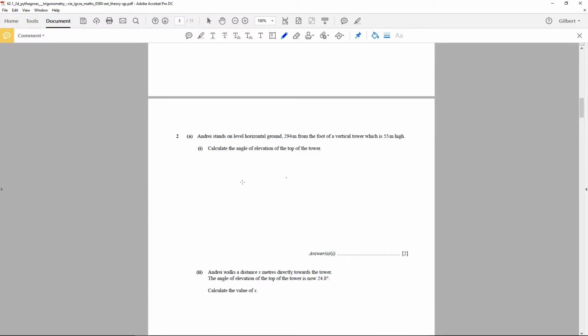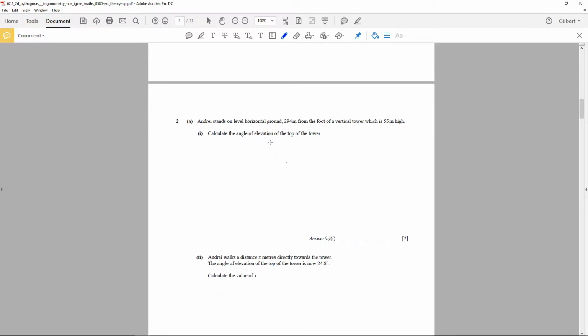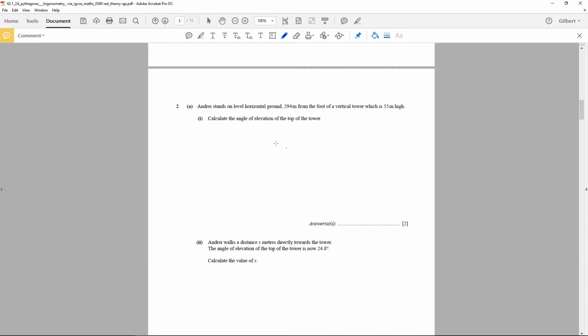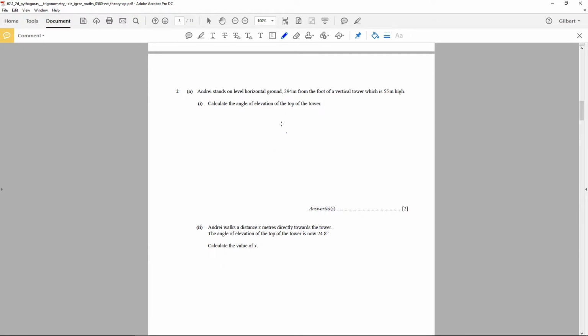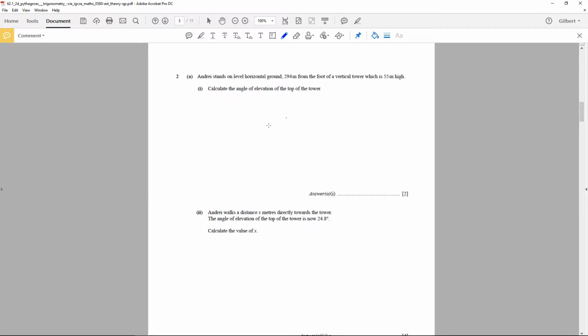Alright, so next question. Andrea stands on a horizontal ground 294 meters from the foot of the vertical tower, which is 55 meters high. Calculate the angle of elevation of the top of the tower. Alright, so Andrea is standing right here right now, and she is 294 meters from the foot of a vertical tower, which has a height of 55 meters. Calculate the angle of elevation of the top of the tower.